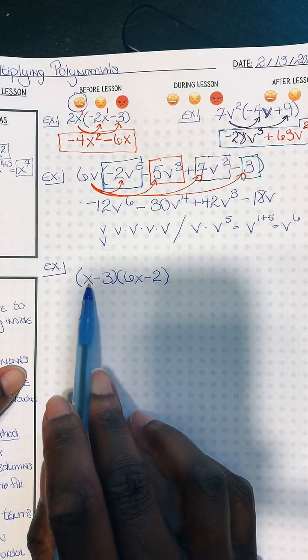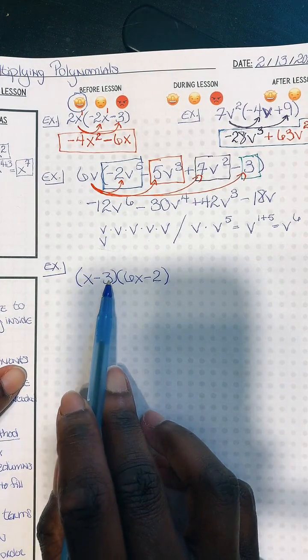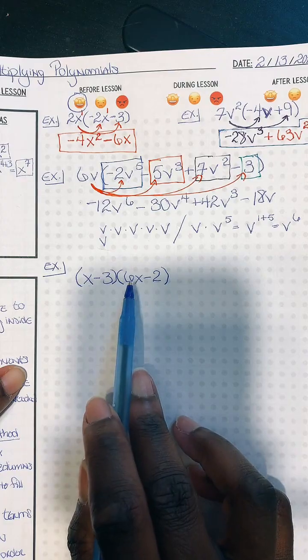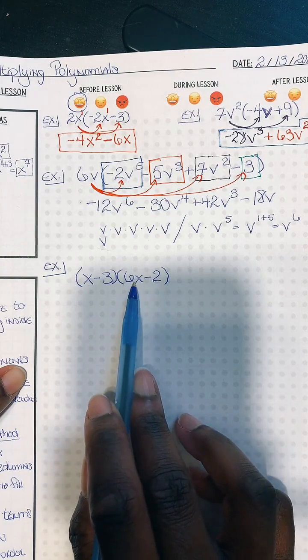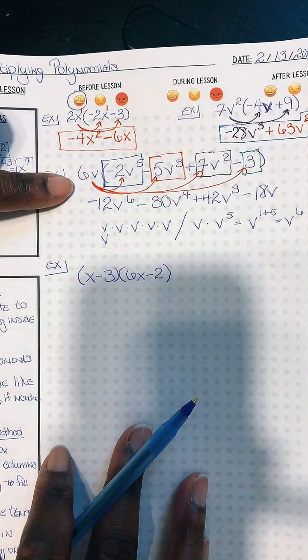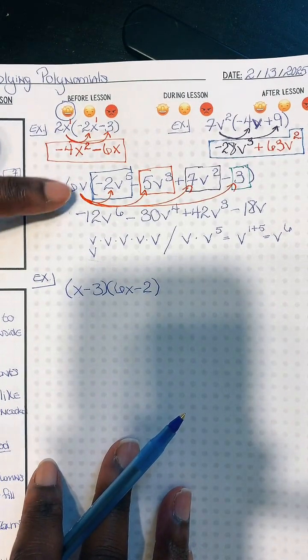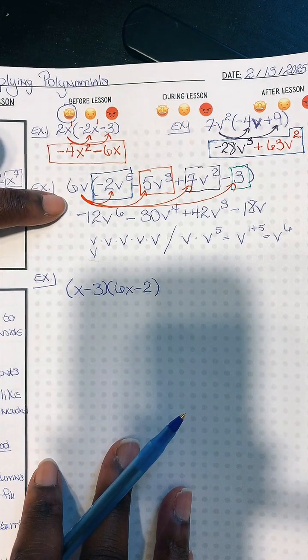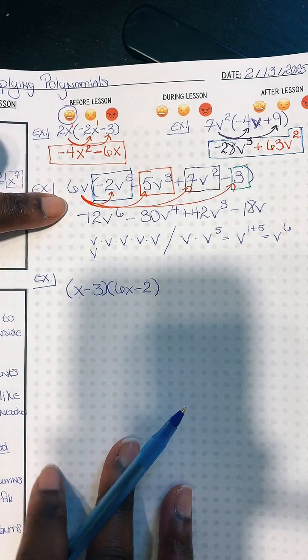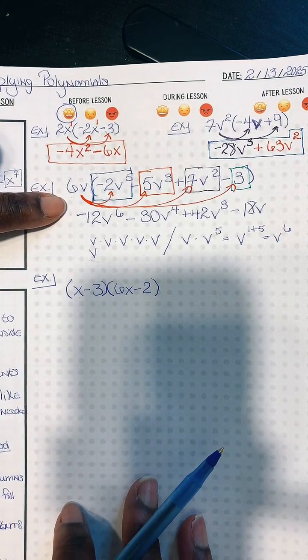But here's my thing. You have a binomial, because there's two terms there, being multiplied by a binomial. Now remember this whole distributing thing? We're doing the same exact thing. Yes, who remembers that FOIL method?